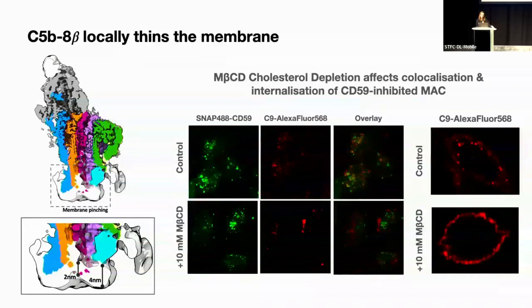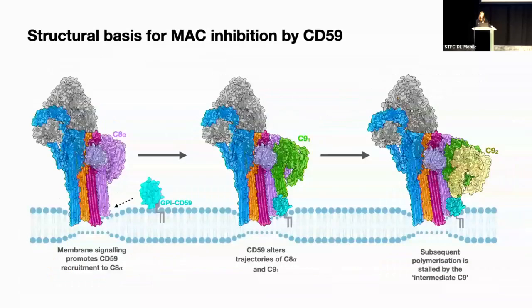So from here, we were able to tell a structural basis for this mechanism, where we think local changes in the membrane, made by these early complement proteins, act as recruitment signals. CD59 then binds to the complex and it changes the trajectories of the beta hairpins as they unfold, preventing membrane rupture. And this has a knock-on effect on the complex, which means you get a stabilised intermediate conformation of C9, which prevents further polymerization. And then most likely this complex gets internalized and cleared from the cell membrane.